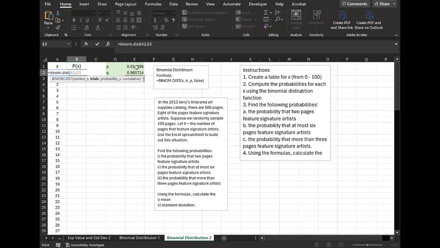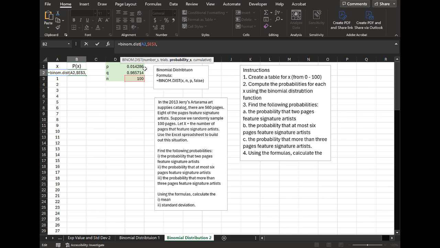In this case, that E3 needs to be locked. So I'm going to hit the F4 key, or put a $ sign in front of the E and the 3. Now we're good to go there. Okay, so there's the number of trials. Again, I've got these little prompts to help me out if I forgot. Next, we have what is the probability of success?